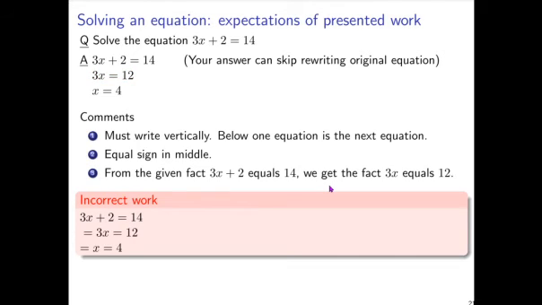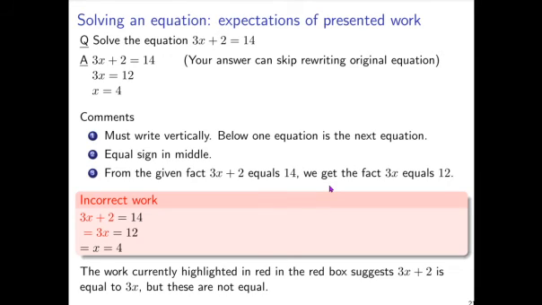Here's some incorrect work in the red box. 3x plus 2 equals 14. Next line, equals 3x equals 12. Next line, equals x equals 4. The problem is the equal sign that's highlighted in red currently, along with the other text in red. This is currently suggesting that 3x plus 2 is equal to 3x, but those aren't equal. Actually, 3x plus 2 is 2 units bigger than 3x is.